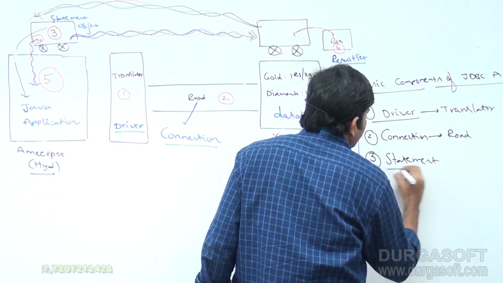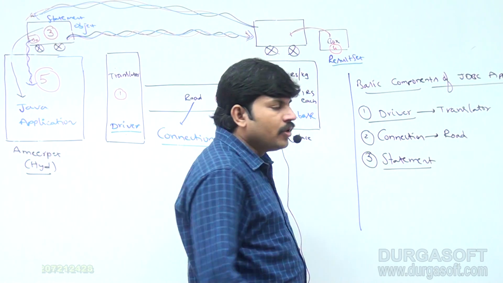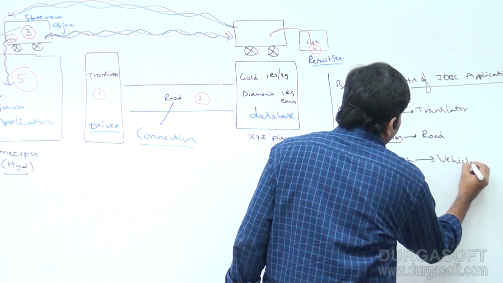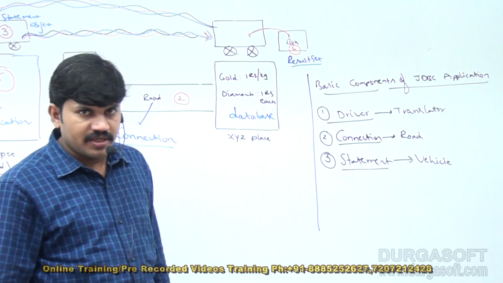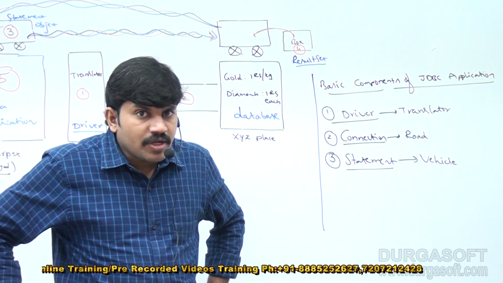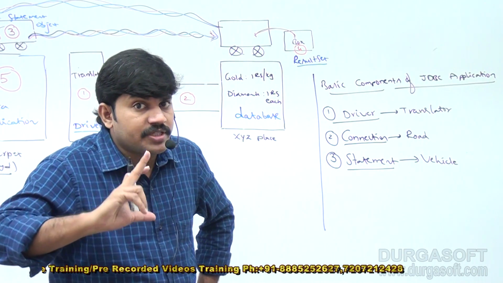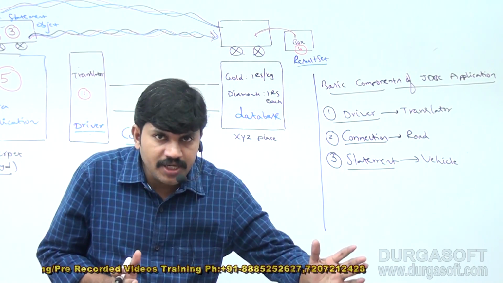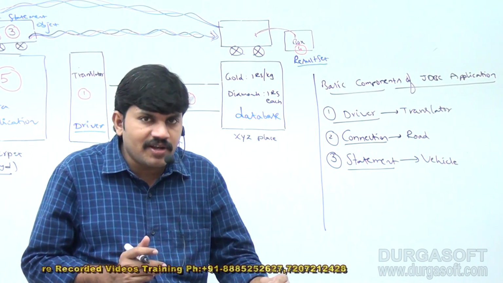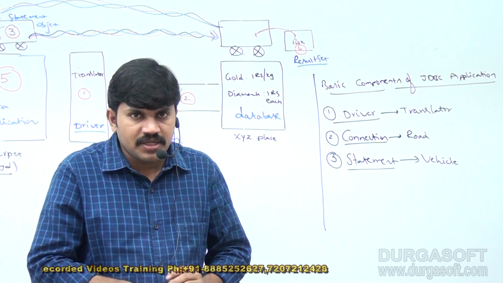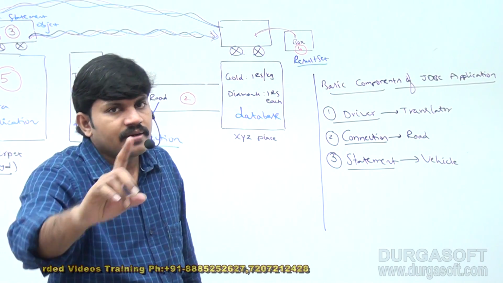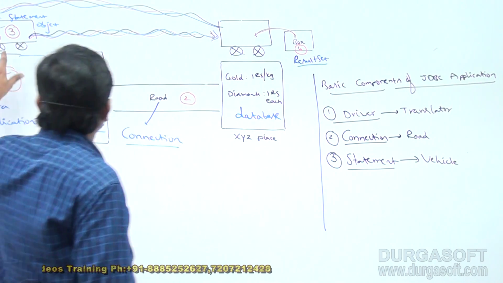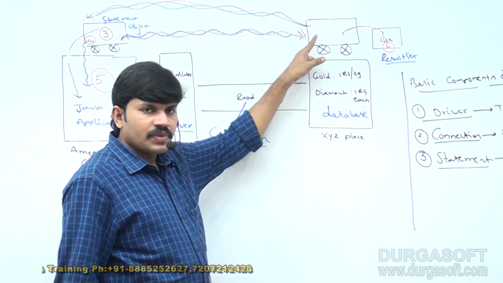Third one is statement. Can you spell out what is statement? Statement is something like a vehicle. What is the purpose of statement object? Very important question for the entire room. To send our SQL query to the database and to bring the results from database to Java application. Some vehicle must be required. That vehicle is nothing but what? Statement object.